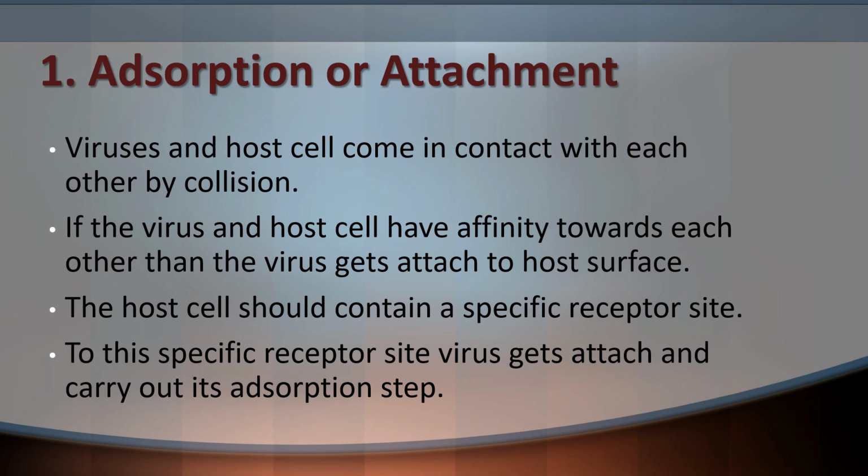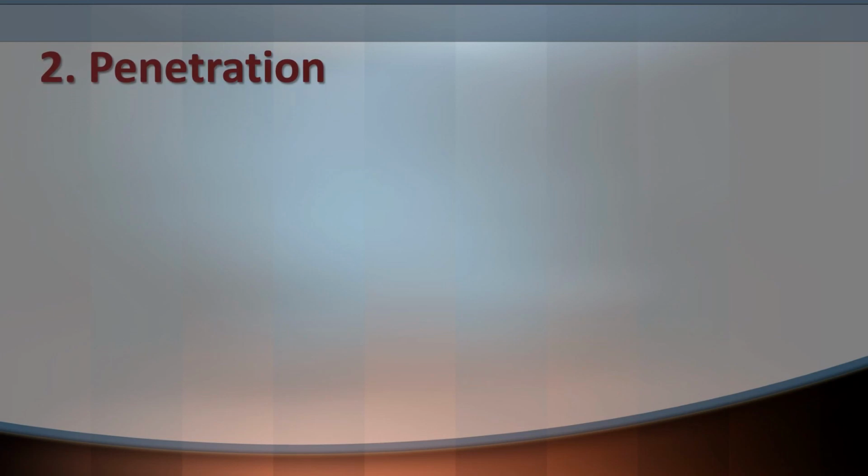So for carrying out the adsorption step, it is important that host and virus cell, first of all, collide with each other, and if they have affinity towards each other, then the virus cell gets attached to the host surface, and before attaching to the host surface, the host surface should contain a specific receptor site. Then only the virus cell can attach on the host surface on this receptor site and the adsorption procedure can be carried out. The second step is penetration.